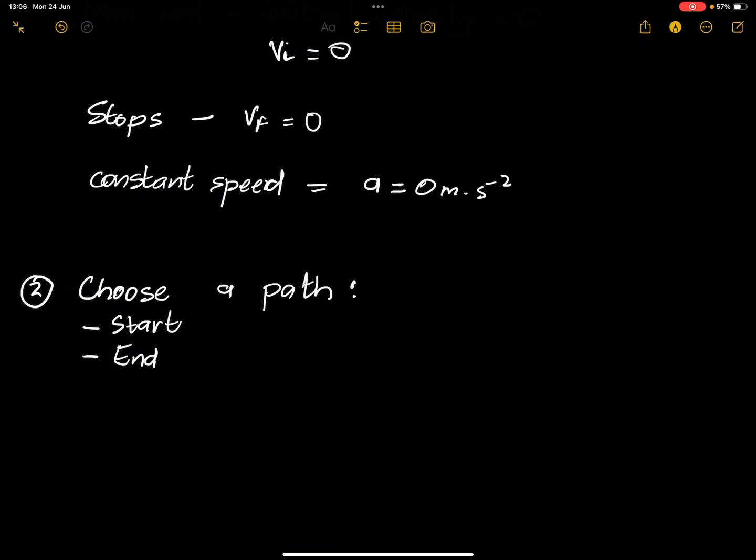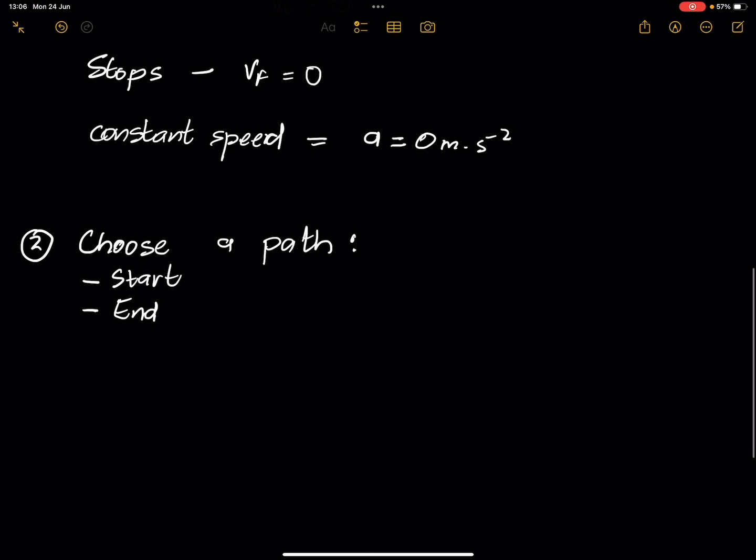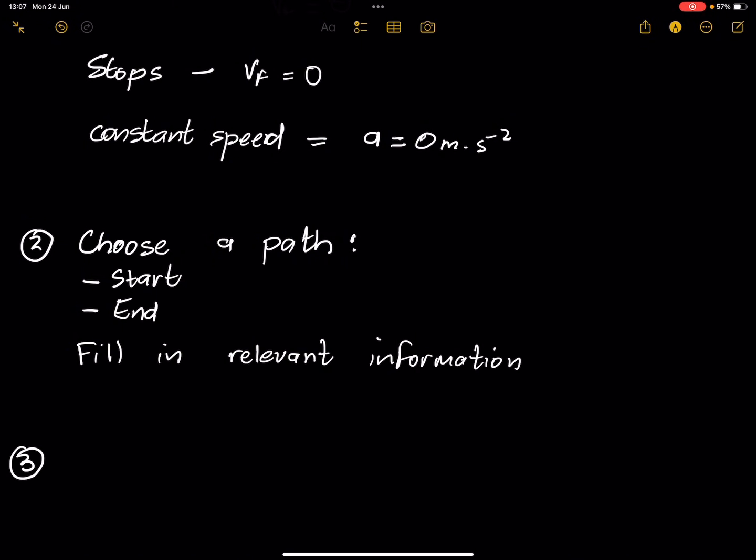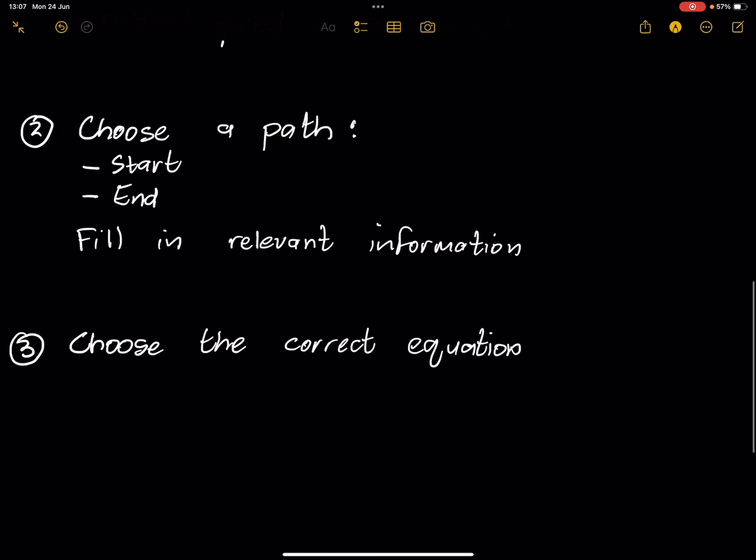And that would be your chosen path. Now, please note, ladies and gents, once you stick to that path, you must fill in the relevant information for that path, right? So fill in the relevant information for the path. Okay, so that is important. Right, and the third thing, note, choose the right equation. All right, now note that you are awarded marks for choosing the correct equation, right?